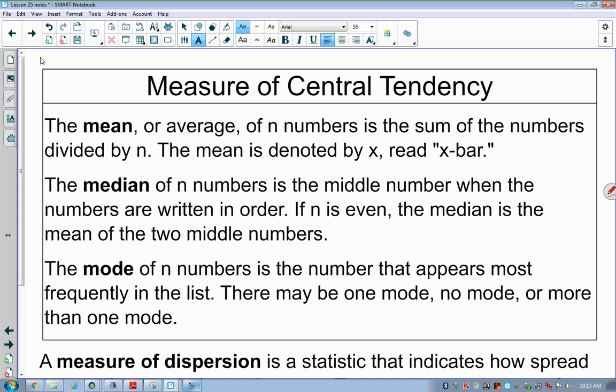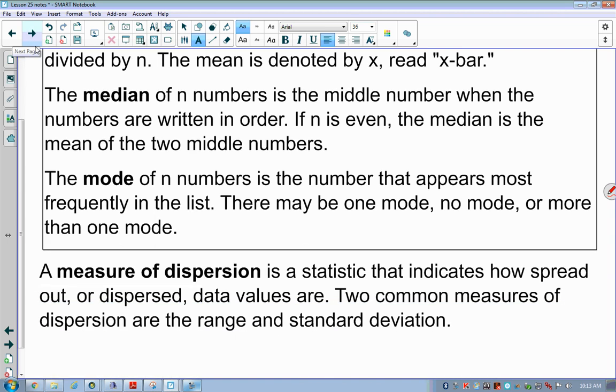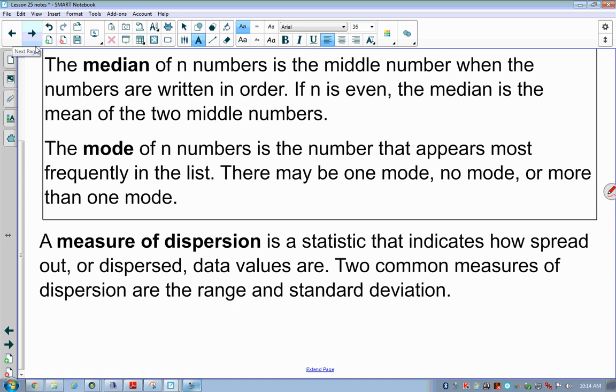A measure of dispersion is a statistic that indicates how spread out or how dispersed those data values are. I don't often show you guys just because I feel like sometimes it could be a breach in somebody's information or whatever, but we can look at data in terms of our test scores and see what that data looks like in terms of dispersion.